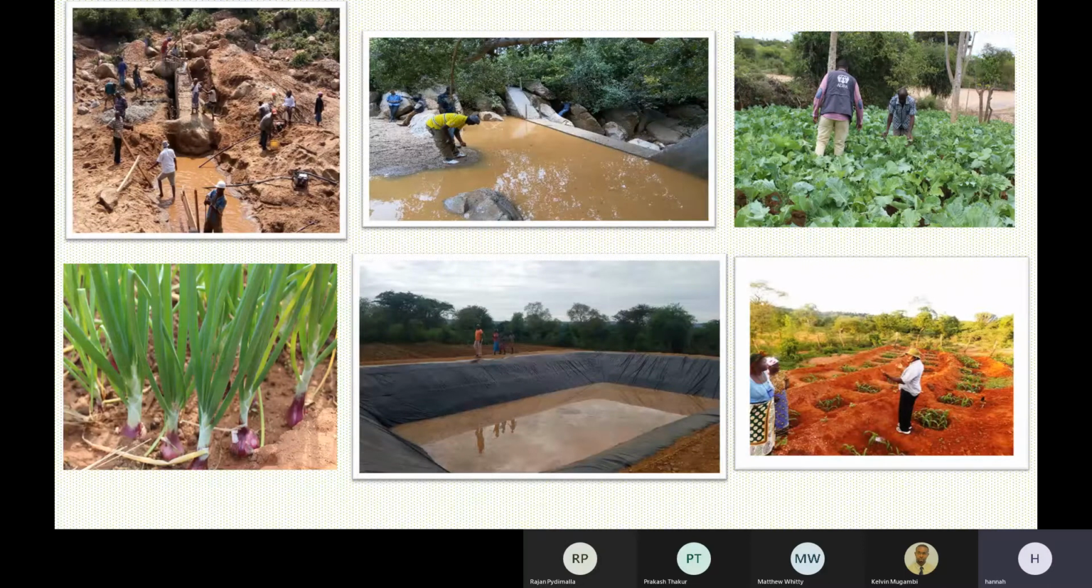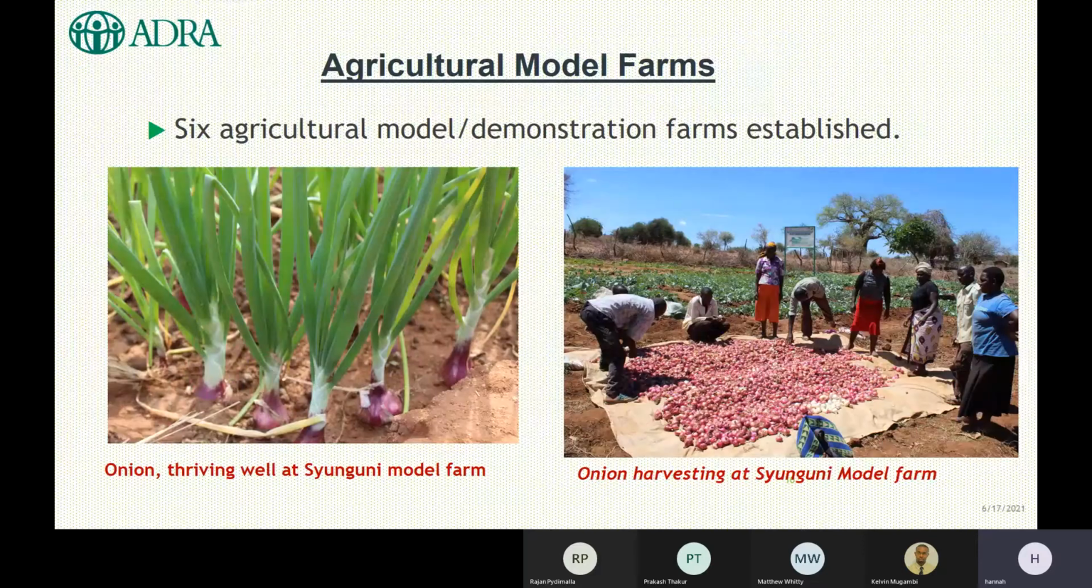Vegetable gardening, you can see the onions there, the vegetables, and the dam there. Maybe I can explain this here. Then the project targeted 6 agricultural model demonstration farms which were established. And these farms were given out by the community, where they would come, they would learn from those farms, they will practice farming from those farms, and the skills, the knowledge that was transferred to them, they would go and apply it in their own farms.